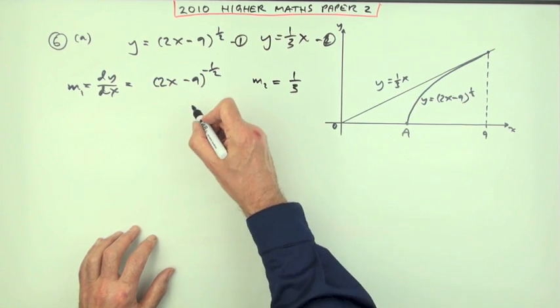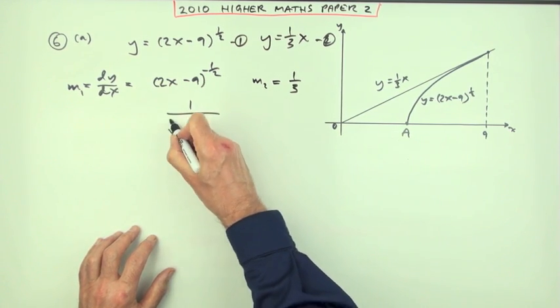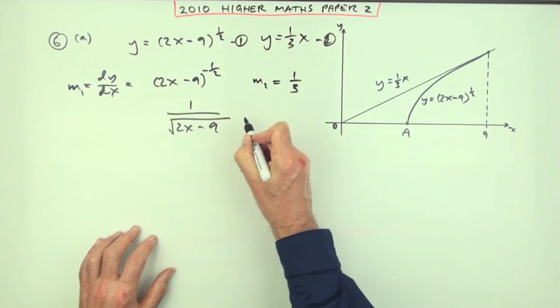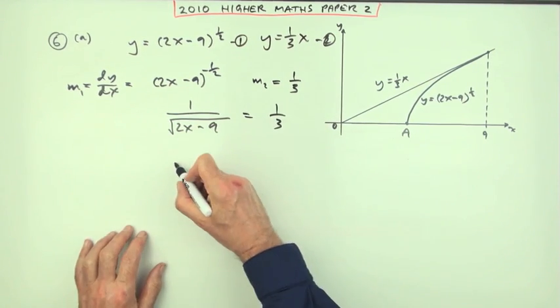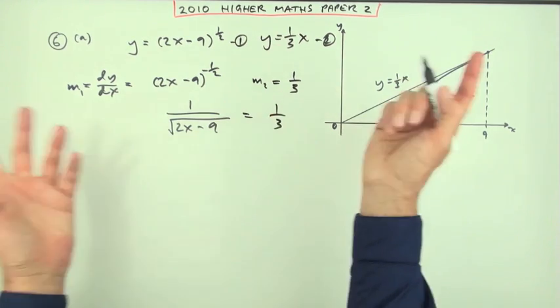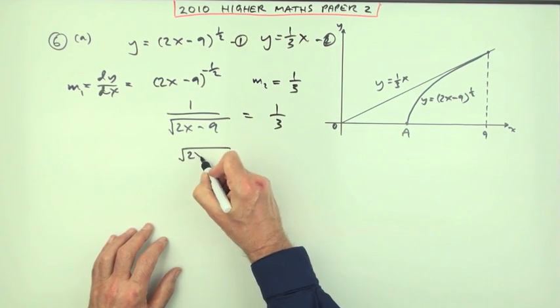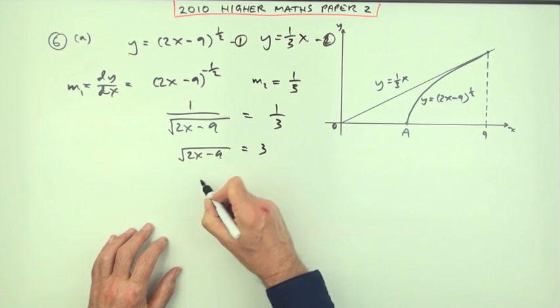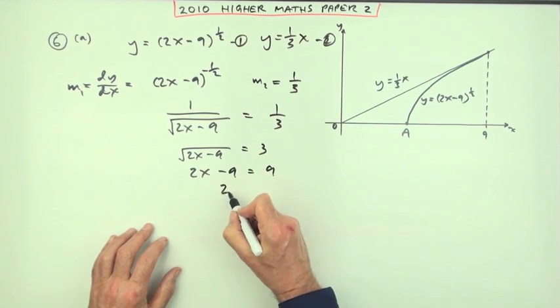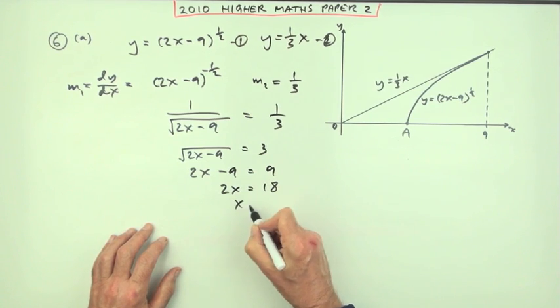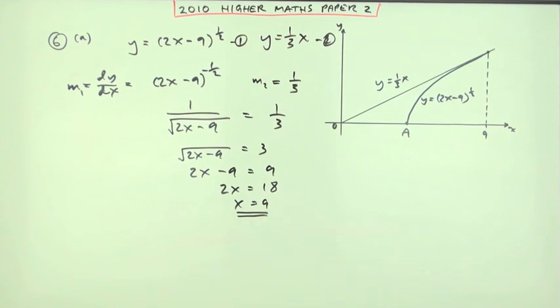So, putting in that equation the way it was before, that means 1 over the square root of 2x minus 9 is equal to 1 upon 3. Well, that then means those denominators are equal, or cross-multiplying if you like. So the square root of 2x minus 9 is equal to 3, squaring both sides. 2x minus 9 is 9. 2x equals 18, so x does in fact equal 9. But that's not enough in this case.